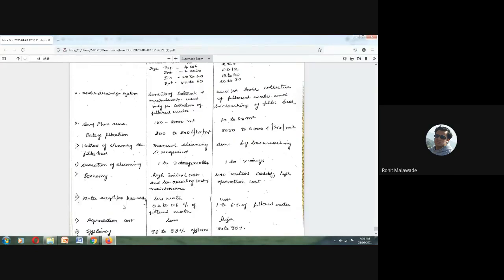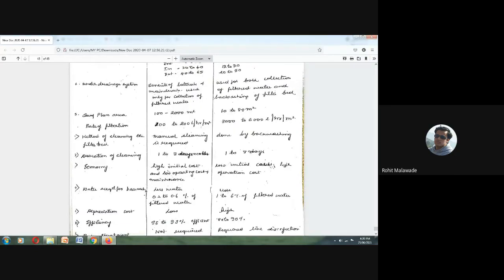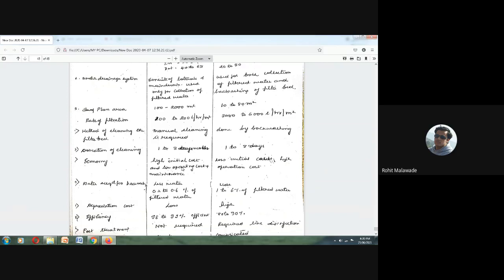Then economy. As your slow sand filter requires more land, more construction will be there. So it is going to have a high initial cost and low operating and maintenance cost. But for the rapid sand filter, it is a low initial cost but high operation cost. So this is also one of the major differences between the slow sand filter and rapid sand filter.